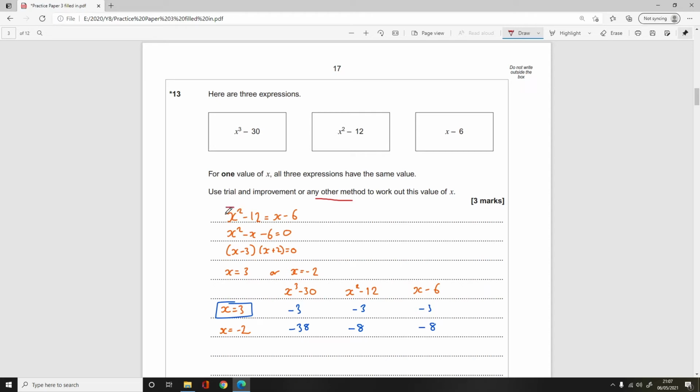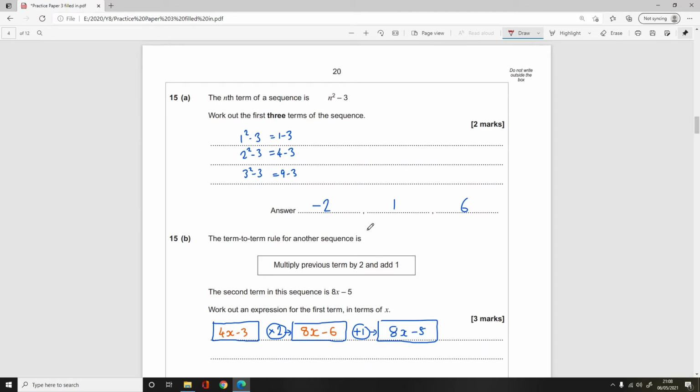Now if you look here, the way I did it was I set up a quadratic. I said that these two had to be the same, so x squared minus 12 was the same as x minus 6. Set one side equal to 0, because that's what you do with quadratics, solved it to get 3 and minus 2, and then just checked which one of those made the other expression the same as well. So 1 mark for getting one of these answers, 1 mark for choosing 3, and 1 mark for saying, well, because they all equal -3.